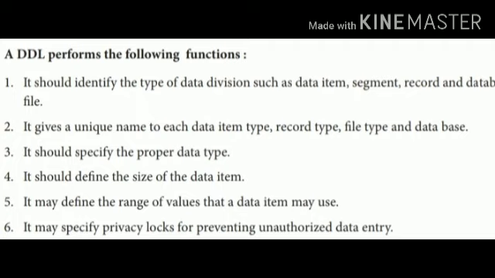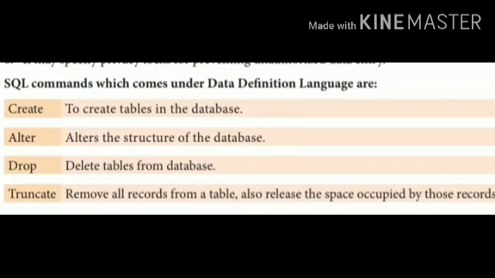So you should specify the proper data type, define the size of the data item, and then define the range of values. It may also specify privacy, that is, for security purposes. And also give a unique name for particular records. The create command is mainly used to create a table in the database. Alter command is used to change the structure of the database. Structure of the database means field name. If we change the field name or data type or size of the data item, these are all the structure of the database. Drop command is used to delete the table from the database.